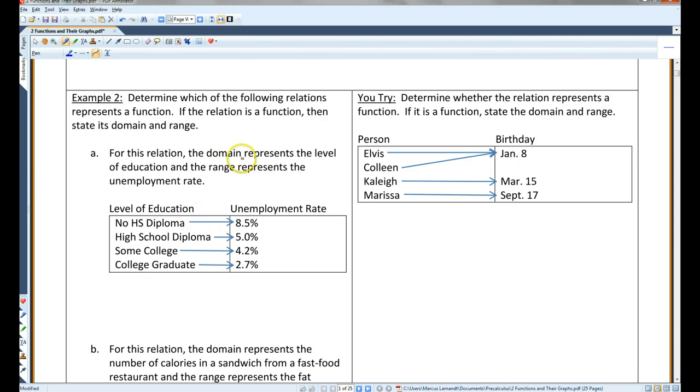For this relation, the domain represents the level of education and the range represents the unemployment rate. Every input variable corresponds with a unique output variable. These would be the input variables, and these would be the output variables. So yes, it's a function. They want the domain and range. The domain would just be the list of the inputs, and the range would just be the outputs. So I just listed them out.